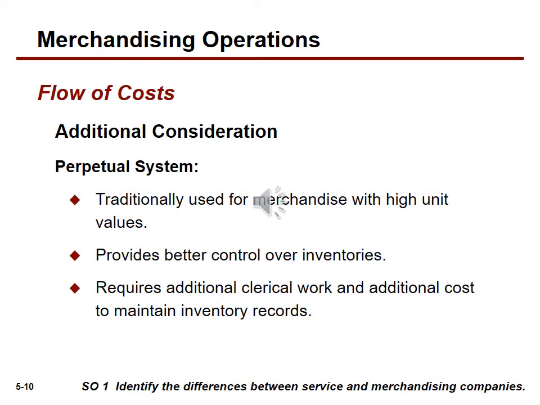There are also a few more additional considerations that your book provides about the perpetual inventory system. First of all, traditionally the perpetual system is used for merchandise with high unit values. And second, it provides better control over the inventory since you're tracking your inventory with every sale transaction. And finally, it requires additional clerical work and additional cost to maintain the inventory records, which you're also going to notice in our recording procedure next.